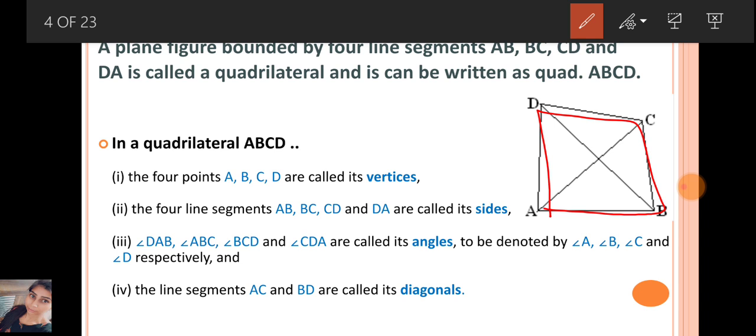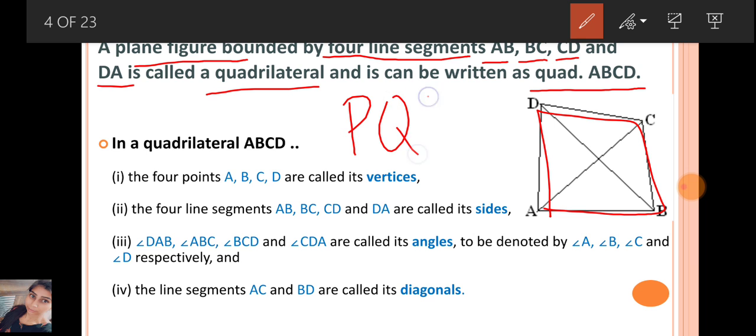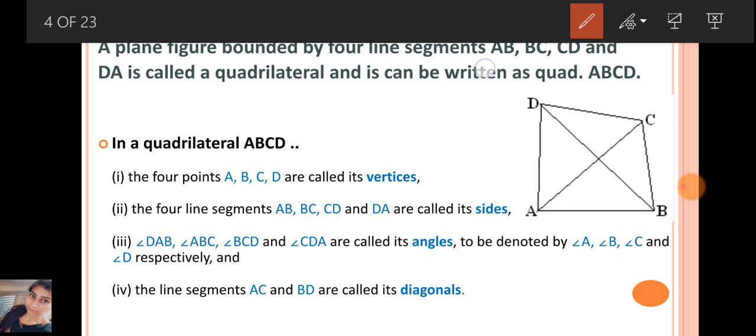I've written the definition with the help of one example. A plane figure bounded by four line segments, and here I have mentioned the names of the line segments. We have taken the names of the line segments as AB, BC, CD and DA. Then it is called a quadrilateral and we can write this as quad ABCD. Just remember one thing, when you write down the name of the quadrilateral, it should be capital ABCD, or if you want to name it PQRS, you can write PQRS, but it should be in capital letters only.